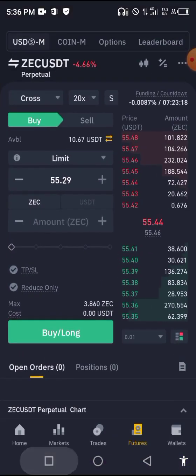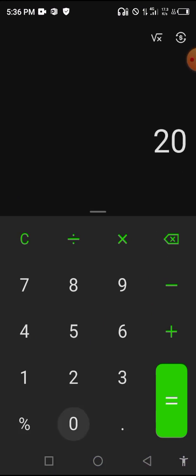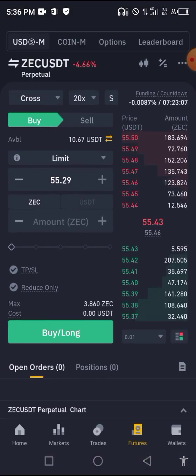If you're on 20x leverage, your gain will be 20x leverage times the 10% move. You would have made 200% of your capital. Do you understand what I'm trying to say? It is as simple as that.